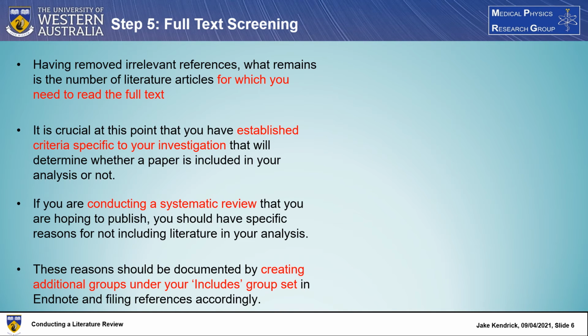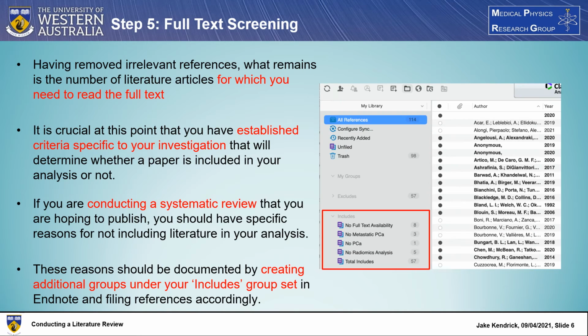The reason for this is that if you're conducting a systematic review that you're hoping to publish, you need to have specific reasons for not including these papers in your analysis. Now, these reasons can be documented quite easily using EndNote. I found that when I was conducting my literature review, I simply created additional groups under the includes group set that I was mentioning before.